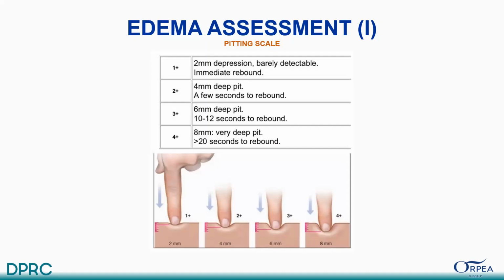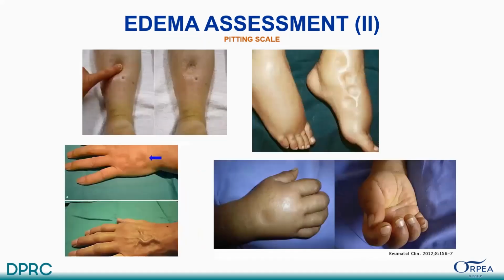If we have a 6 millimeter deep pit and it takes 10 to 12 seconds to rebound, we will call it 3+. And if we have a very deep pit, 8 millimeters, and it takes more than 20 seconds to rebound, we will have a pitting 4+. Here you can see different pictures of pitting edema. In the first picture, the therapist is pressing in the swollen area, already pressing one limb, and you can see the deep pit. All of these pictures are pitting 4+.